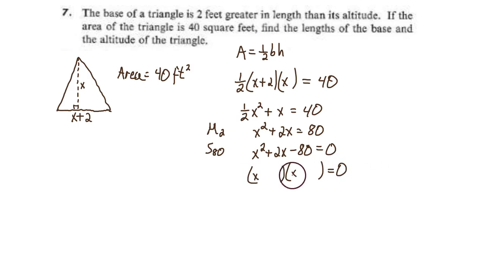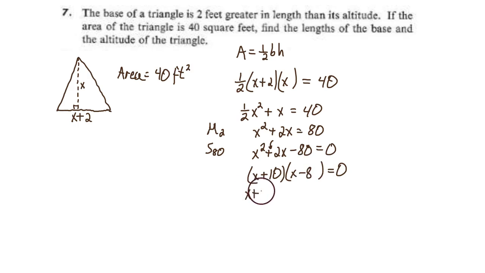X times x is the x squared. We need two numbers that multiply to negative 80, so one of them's positive and one of them's negative. And we want the difference of the numbers to be only 2 units. How about going with an 8 and a 10? So positive 10 times negative 8.